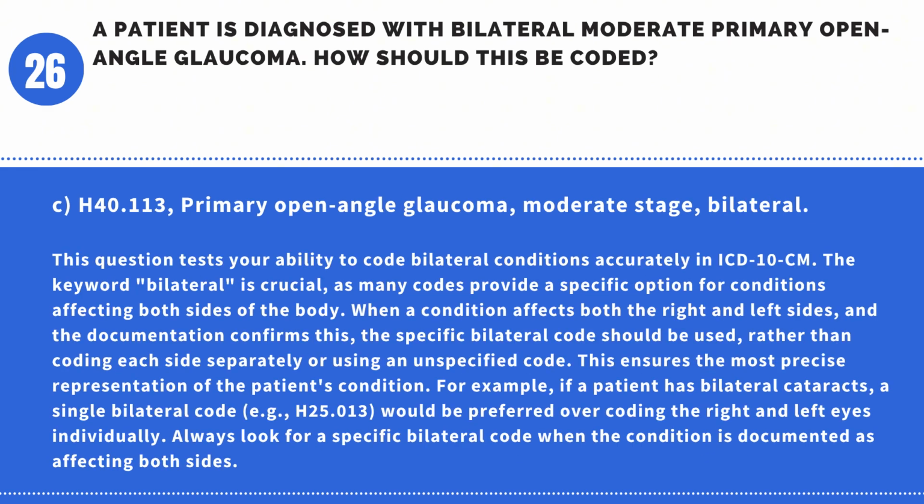Answer C. H40.113, primary open-angle glaucoma, moderate stage, bilateral. This question tests your ability to code bilateral conditions accurately in ICD-10-CM. The keyword bilateral is crucial, as many codes provide a specific option for conditions affecting both sides of the body. When a condition affects both the right and left sides, and the documentation confirms this, the specific bilateral code should be used, rather than coding each side separately or using an unspecified code. This ensures the most precise representation of the patient's condition. For example, if a patient has bilateral cataracts, a single bilateral code, e.g.